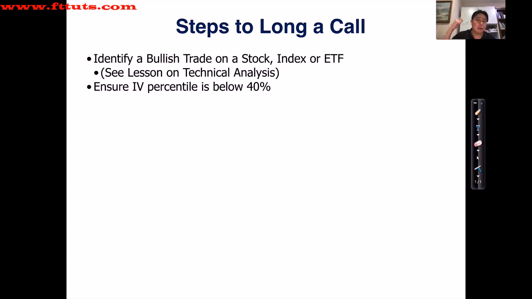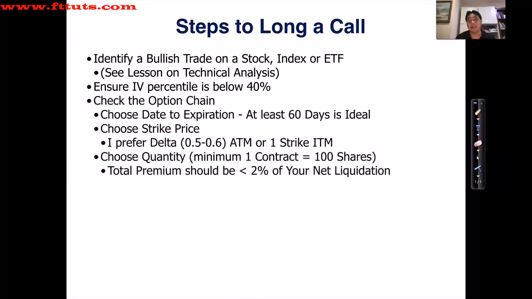In other words, even when options are high, you're still buying because you think it's going to go even higher. So you can do that under certain circumstances. It's not a hard and fast rule, but again, my advice to be safe would be to check the IV percentile, and it's below 40%. Next is to check the option chain.